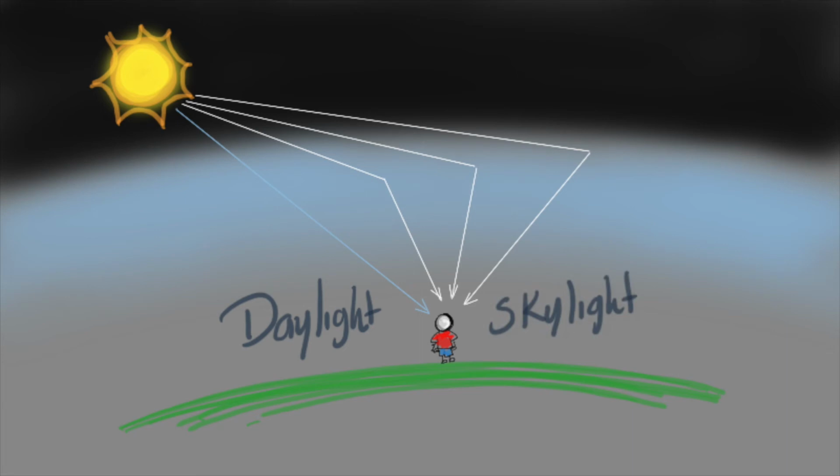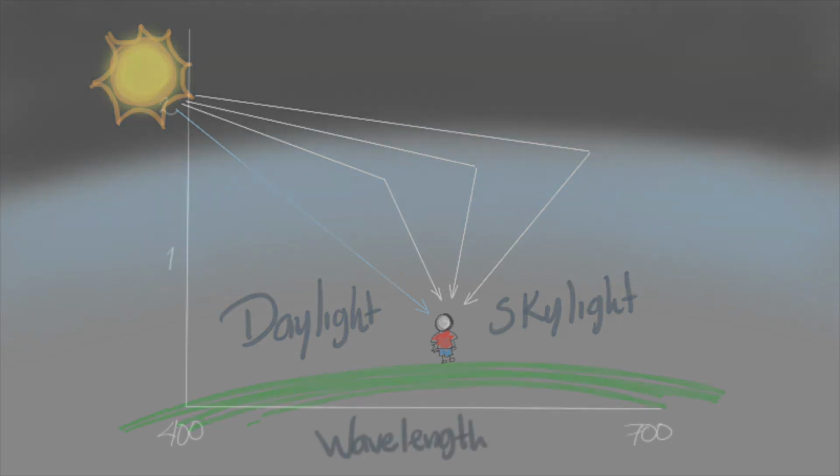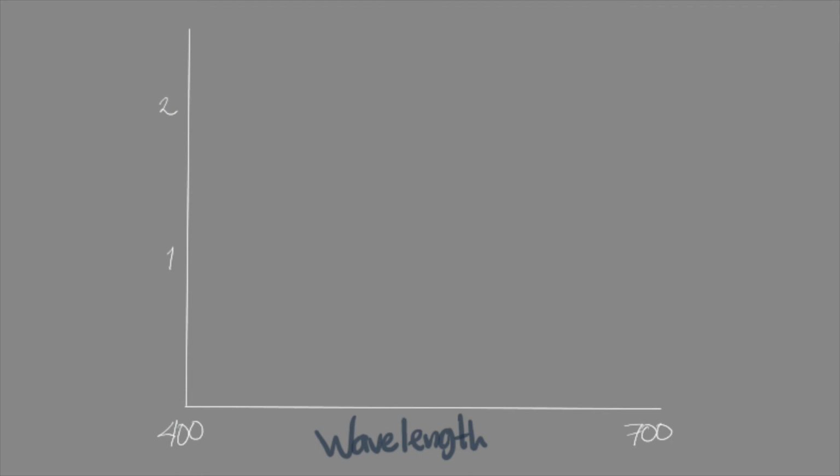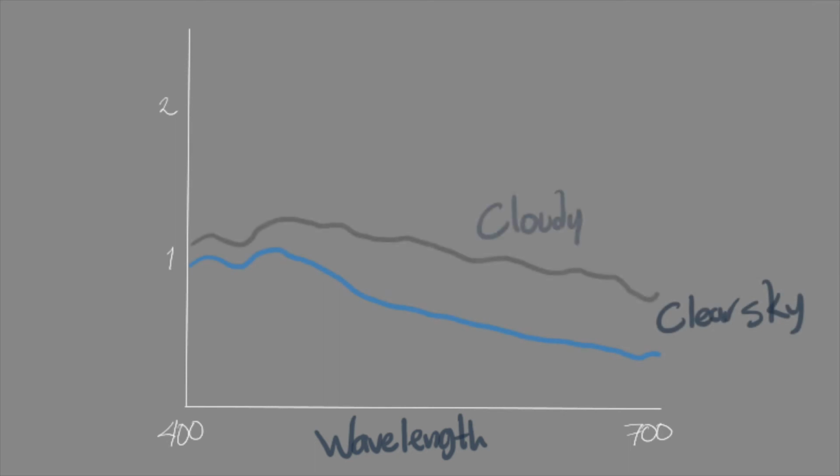If we plot the spectral energy density for a range of visible light, we will see that the color of the skylight varies depending on different factors. For example, it will look like this during a cloudless and clear sky, and something more like this during a cloudy day when the sky is gray, or something like this during a nice clear sunset.